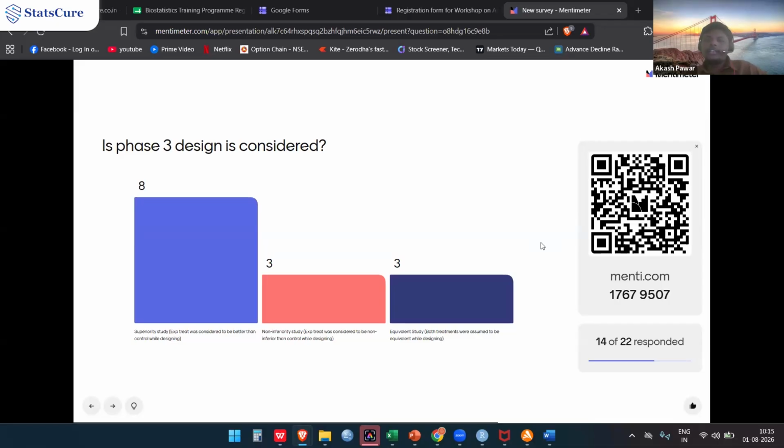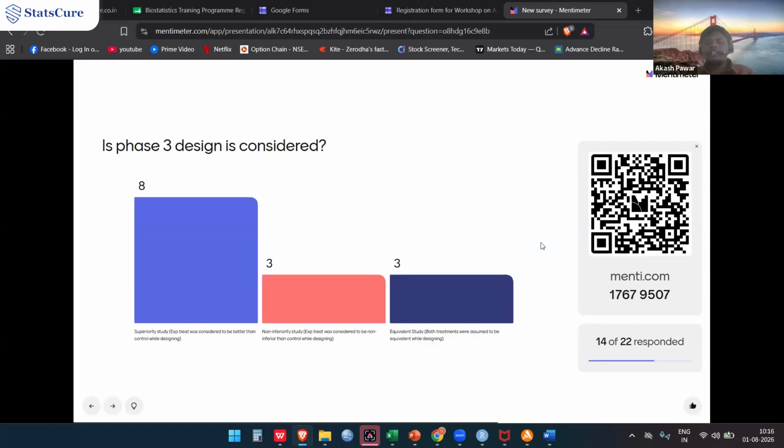Or was it designed as a non-inferiority study, where the experimental treatment was considered non-inferior to the control arm, or an equivalence study, where both treatments were assumed to be similar while developing the study itself? These were the three options. Everyone has opted for option one, which is superiority, which is correct.